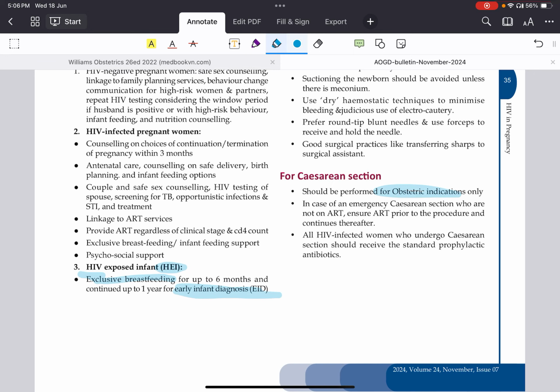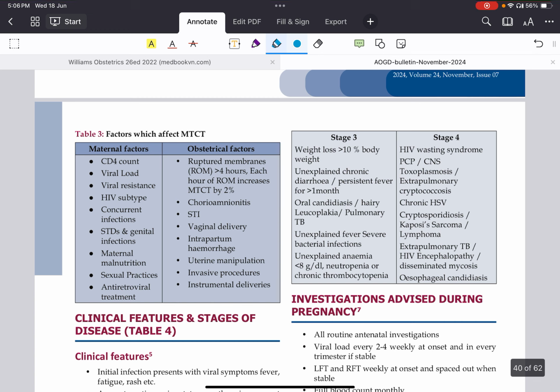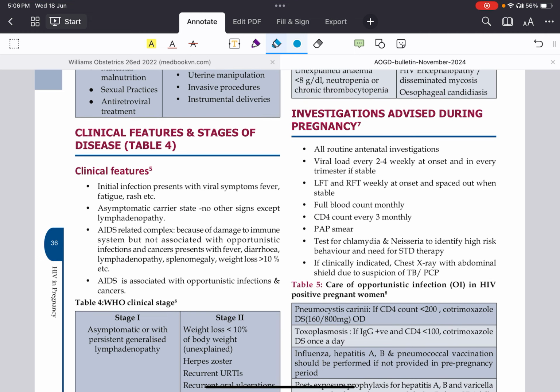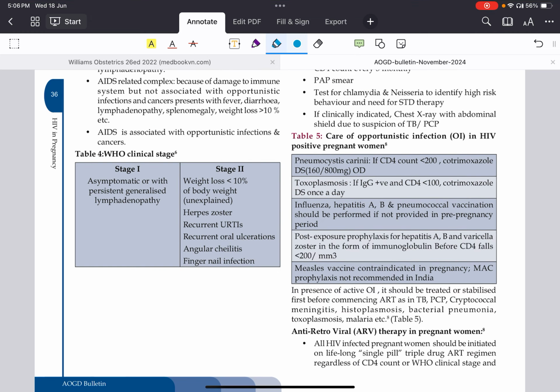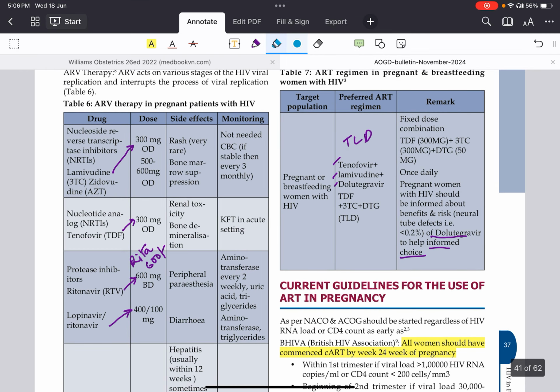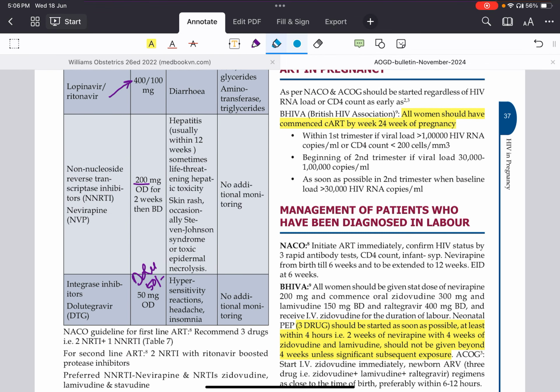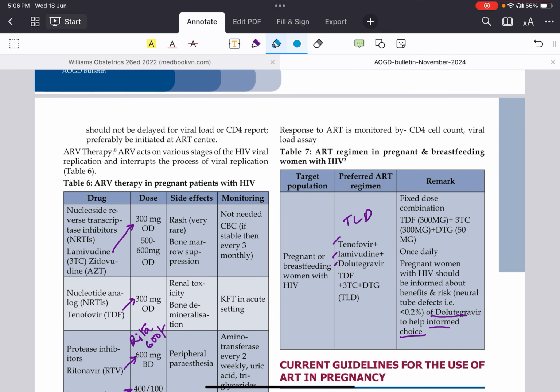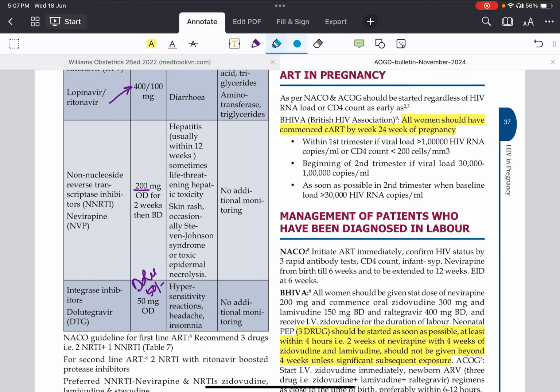Cesarean section is only for obstetric indication. The main topic of discussion is ART therapies. ART is generally what people say for non-pregnant and normal HIV positive patients. What is the ART? No, it is given in pregnancy also. So, pregnant patients and HIV.